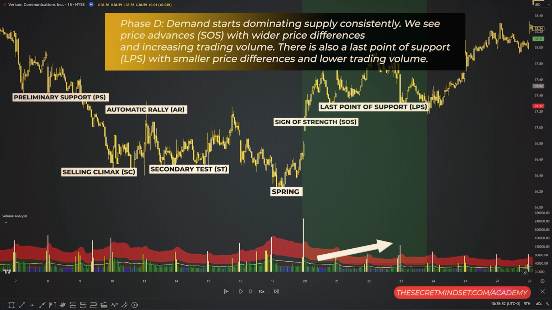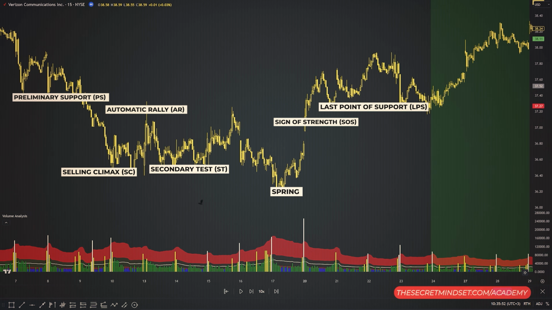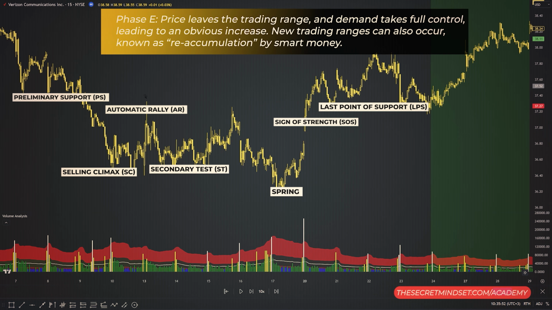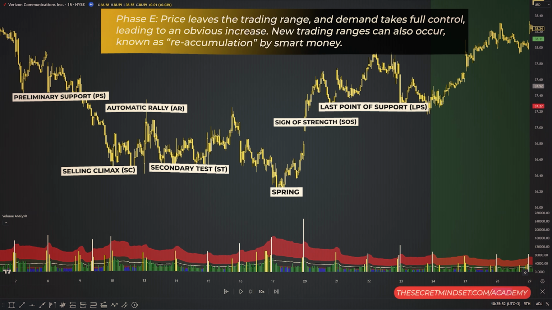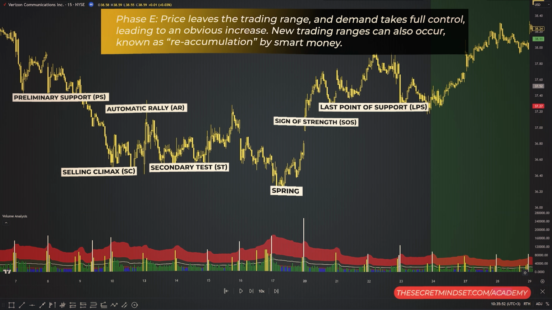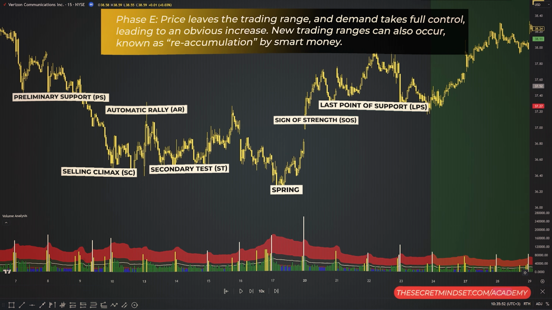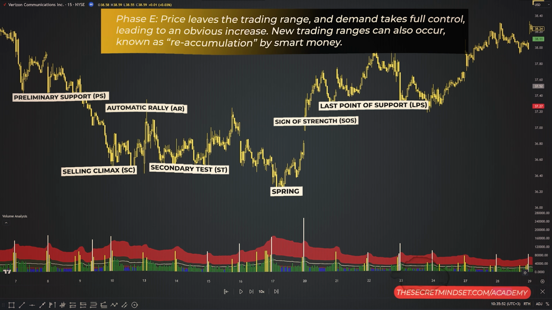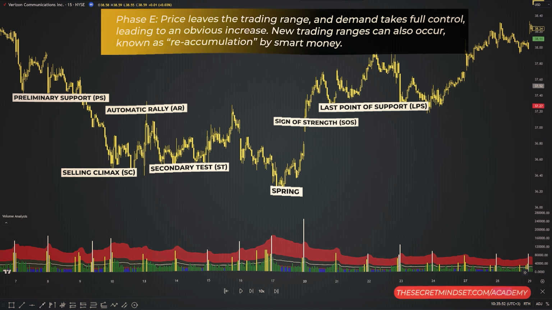There is also a last point of support with smaller price differences and lower trading volume. And finally, we have phase E. This is when the price leaves the trading range and demand takes full control, leading to an obvious increase. New trading ranges can also occur, known as reaccumulation by smart money. These ranges are like stepping stones toward even higher price targets.